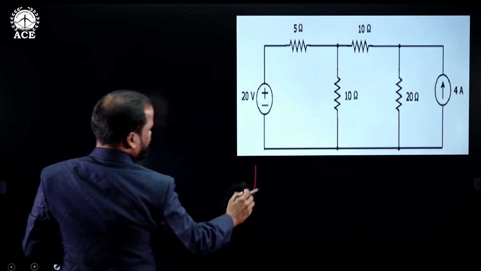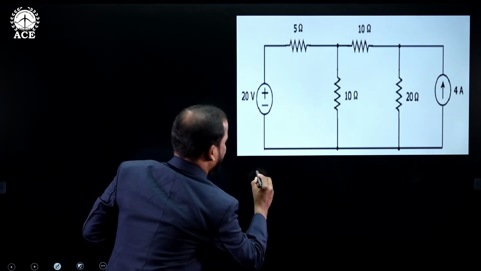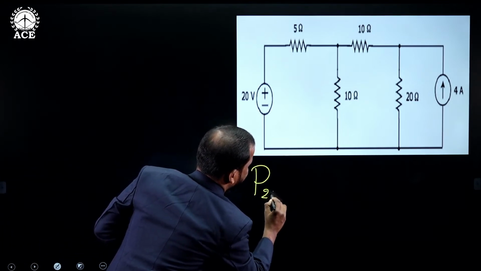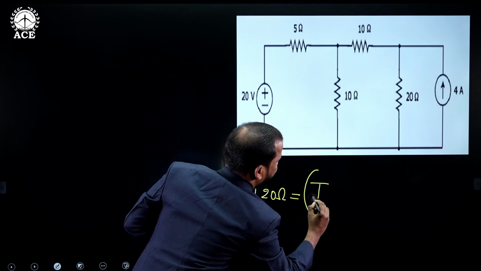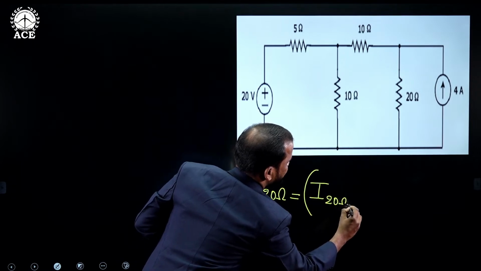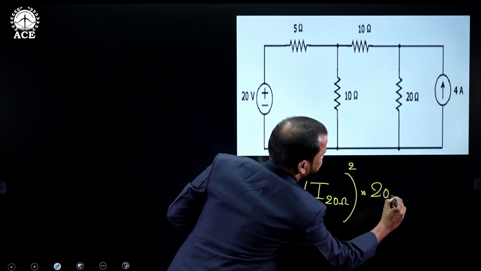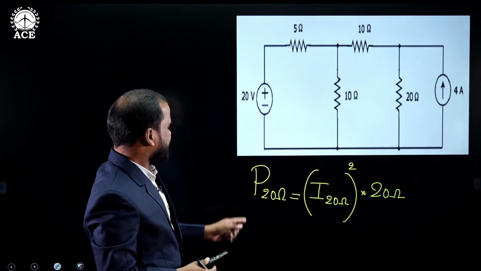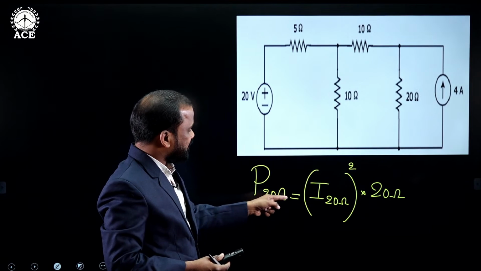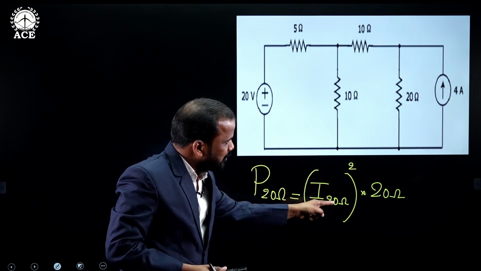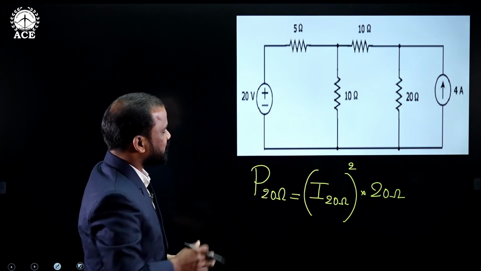To find the power dissipated by any resistor, we use this formula. Power dissipated by 20 ohms is equal to the current flowing through the 20 ohm resistance, whole square, into the value of 20 ohms. So P suffix 20 means the power dissipated by the 20 ohms is equal to the current flowing through the 20 ohms squared, into the value of 20 ohms. This is the formula we are using.